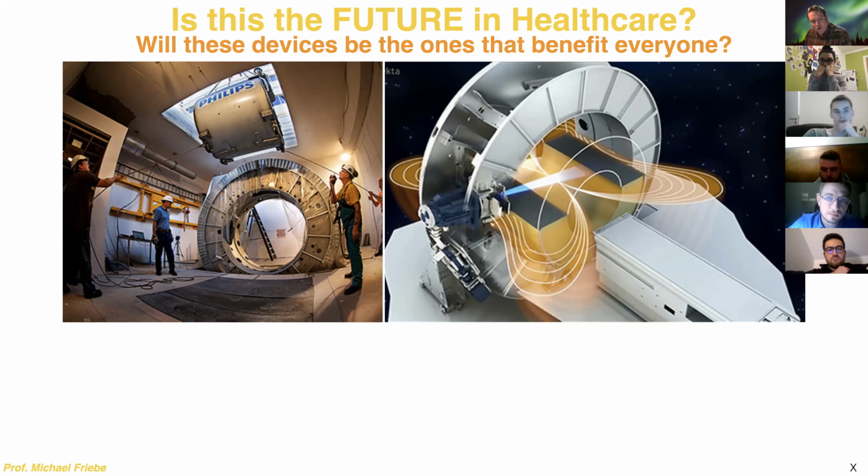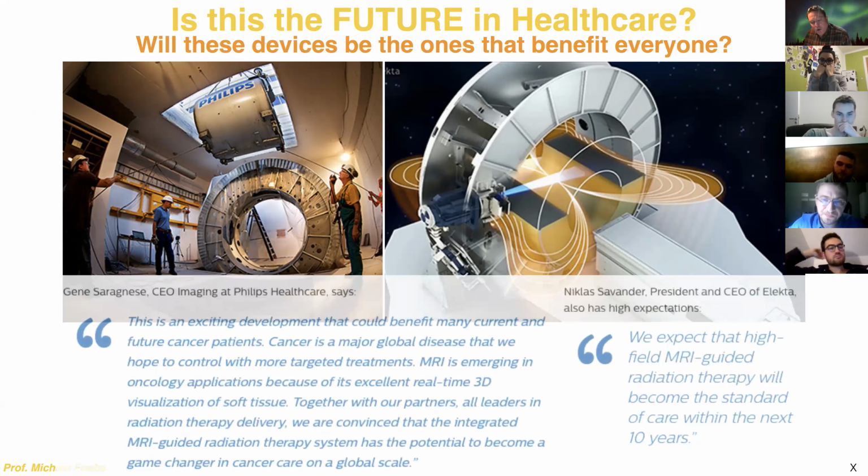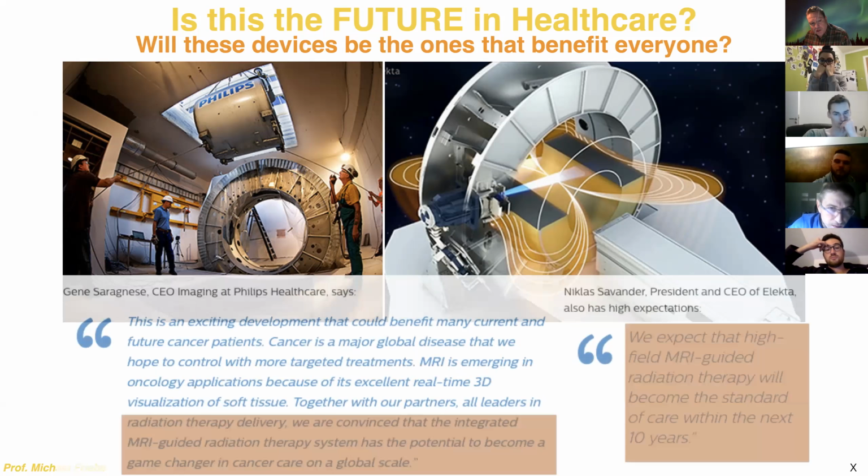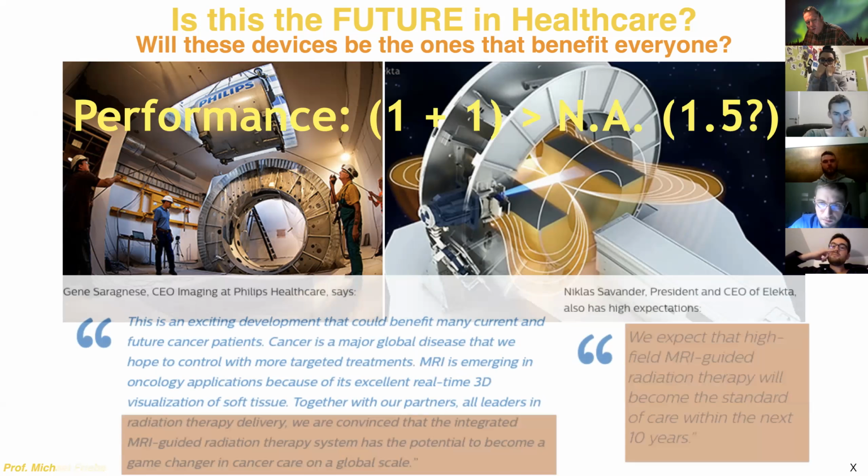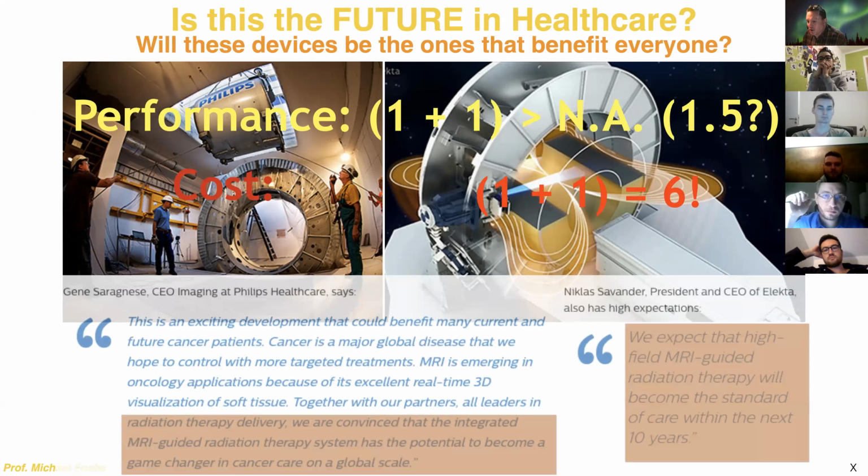So anyway, we add 1 million on the left side and another 1 million on the right side. And what comes out is 6 million. So what I want to say is, if you buy an MRI separately, it's 600 to 800,000. If you buy the linear accelerator separately, it's $1 million. And if you put these 2 things together, it's now 6 million.